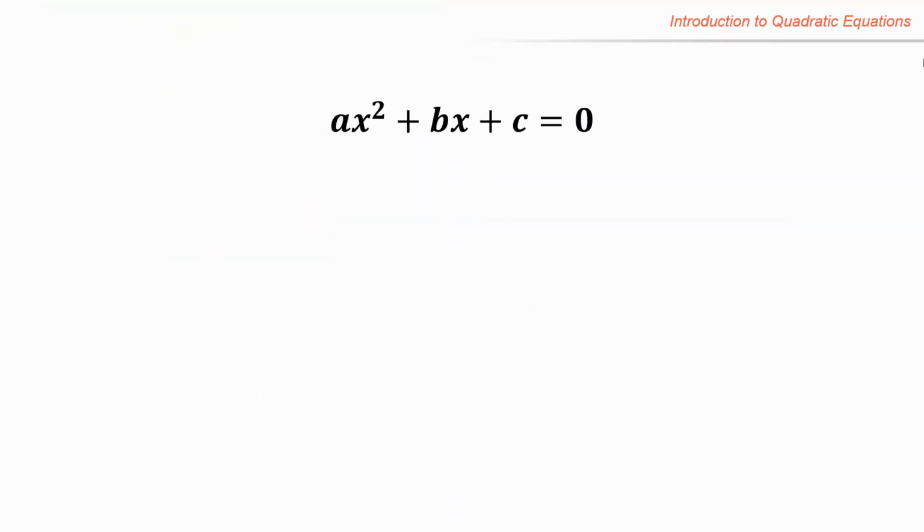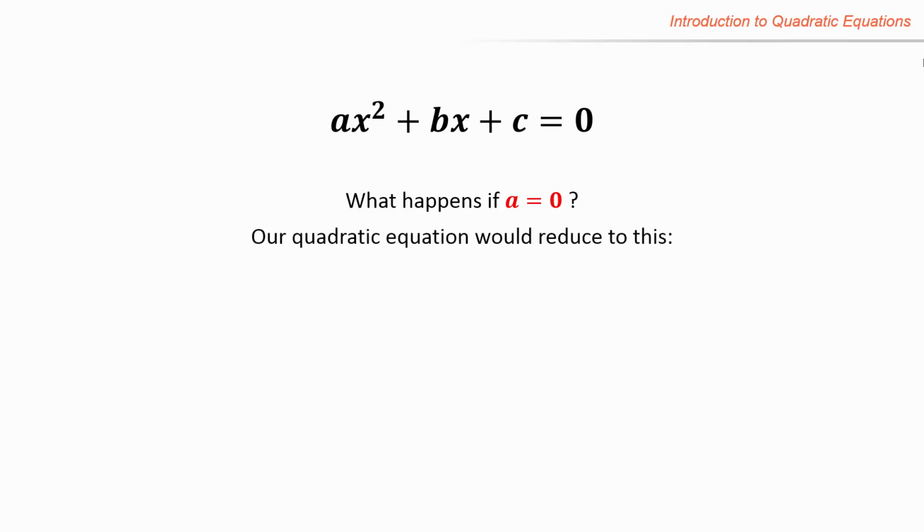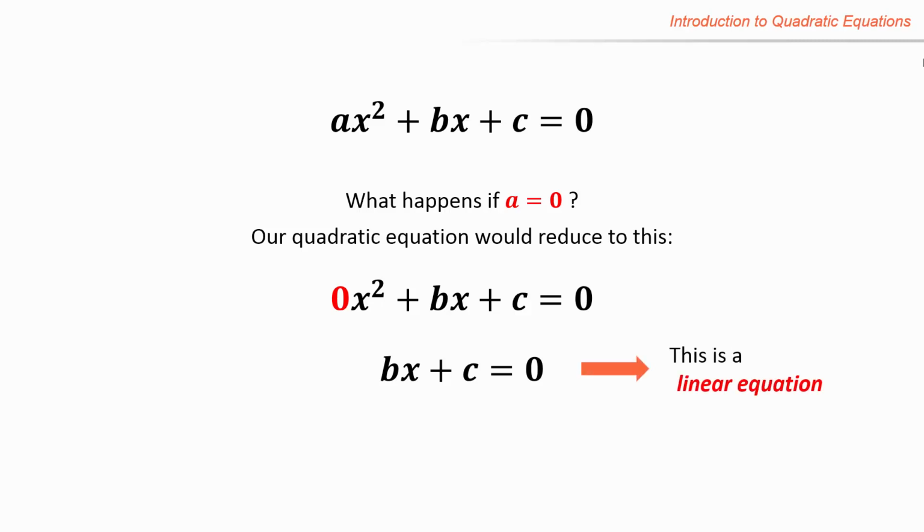When we defined the quadratic equation, we said that a must not equal 0. But what happens if a is equal to 0? Clearly, the first term would become 0, leaving us with just the linear term and the constant. Does this look familiar? Well, it simply is a linear equation, as we just saw at the beginning of the video. That is why, in order to be a quadratic equation, a must not be 0.